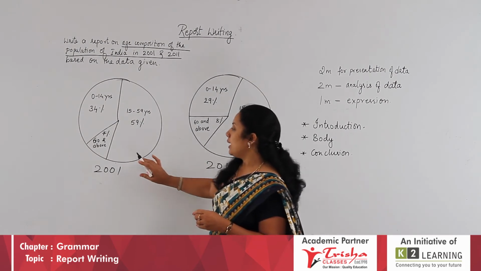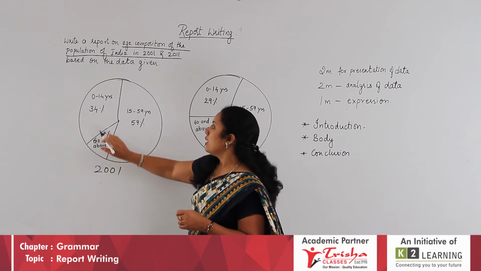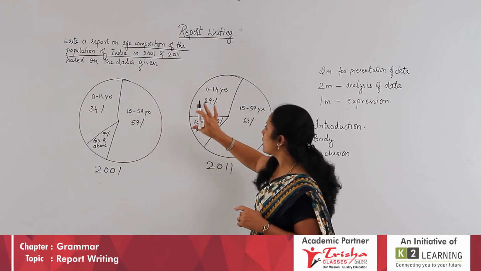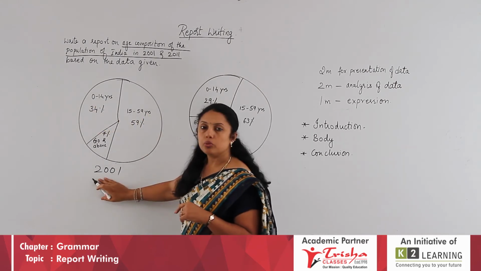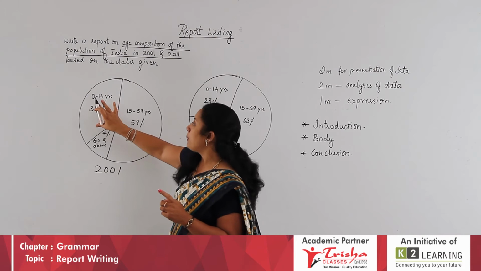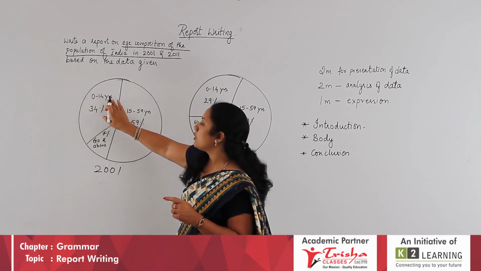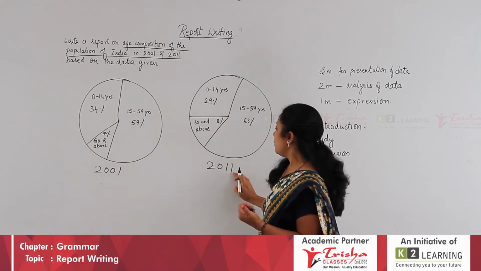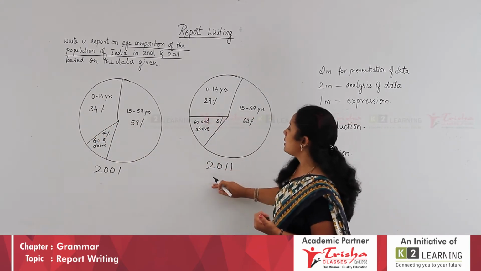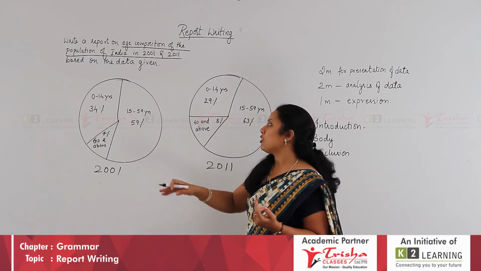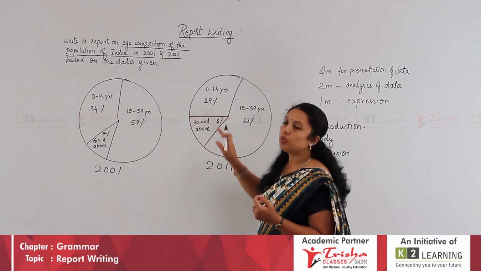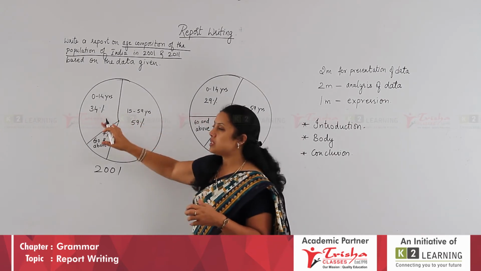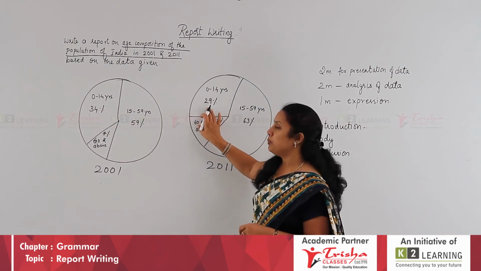You say that during the year 2001, take one sector of it. Take the 0 to 14 in both the charts. During the year 2001, the number of people between the age group of 0 to 14 were 34%. While during the year 2011, what has happened? You can see from 34% it has come down to 29%. So you can use the word decrease. So the percentage has decreased to 29%.